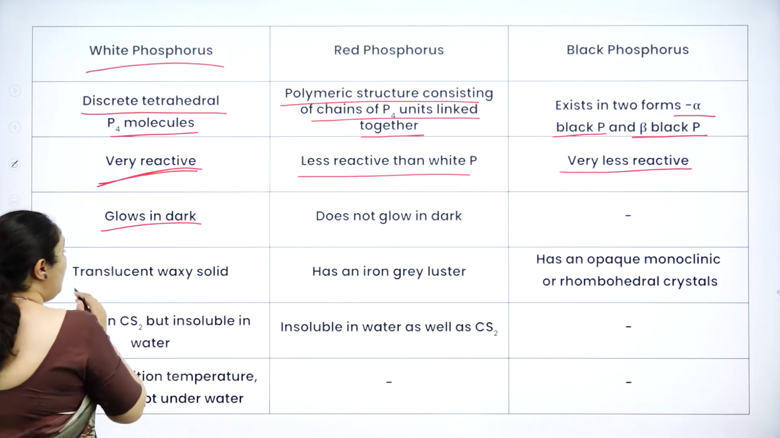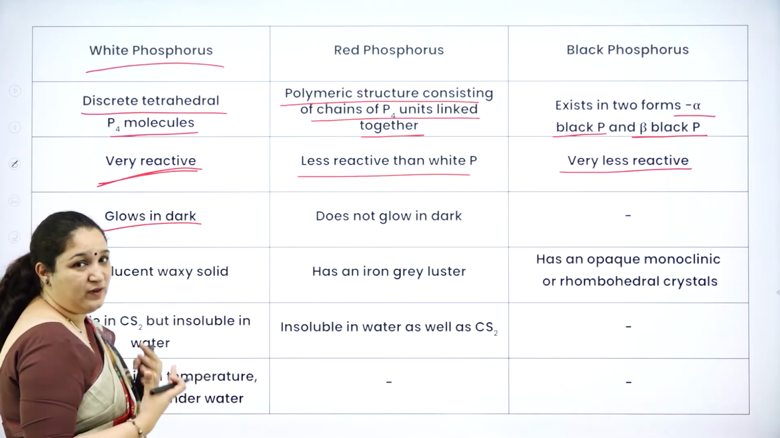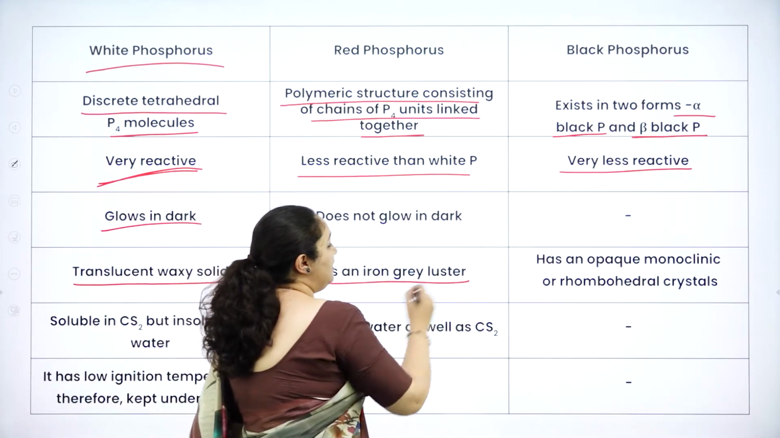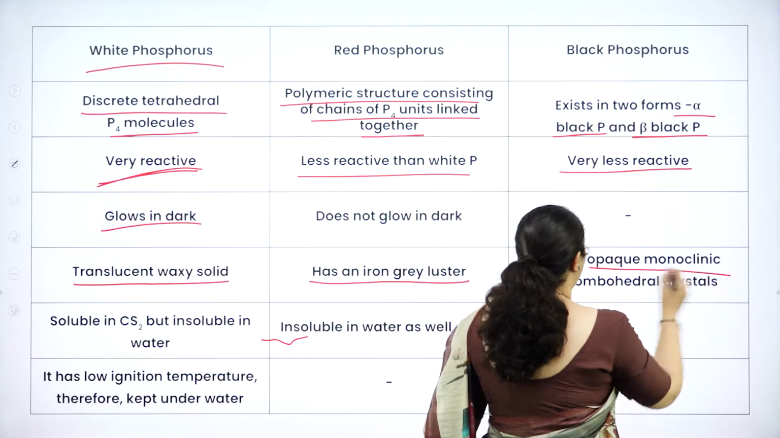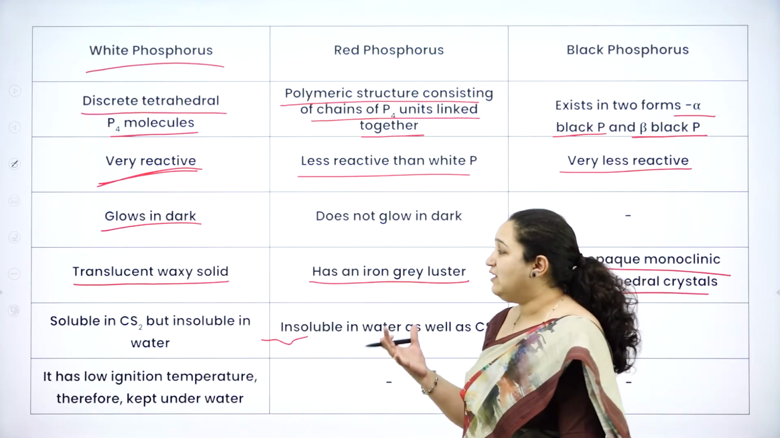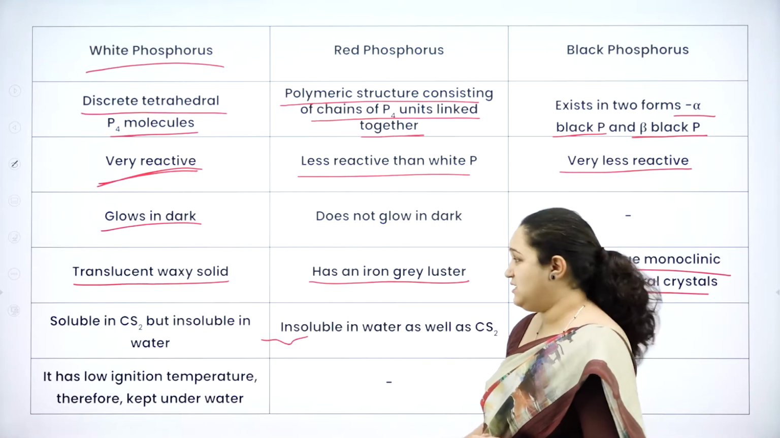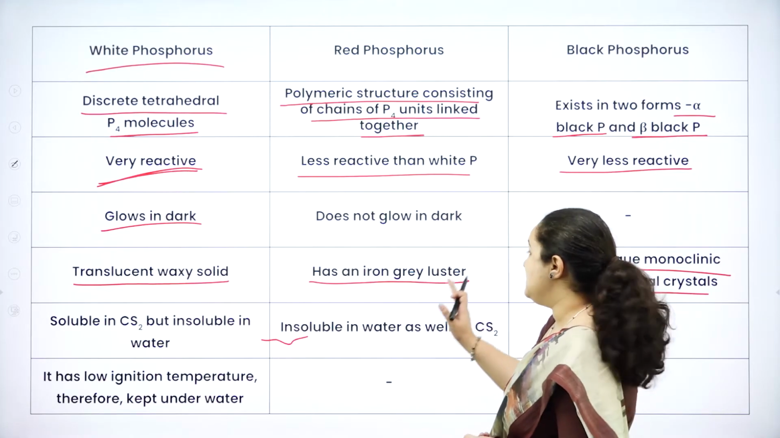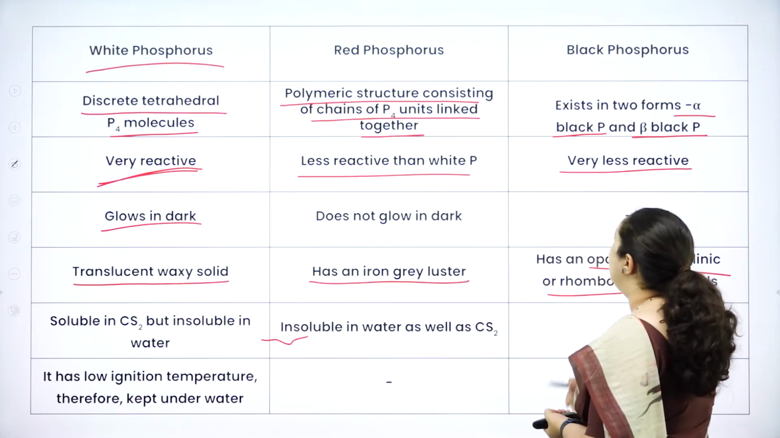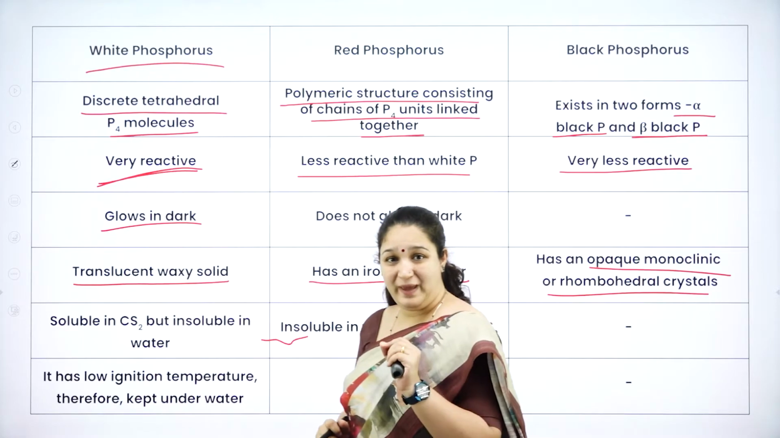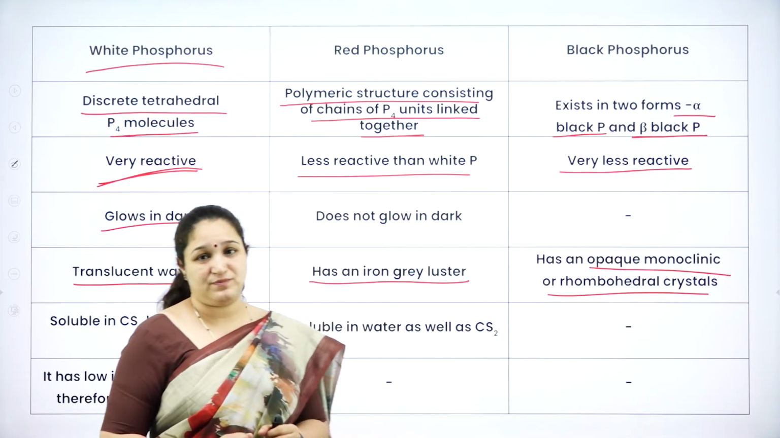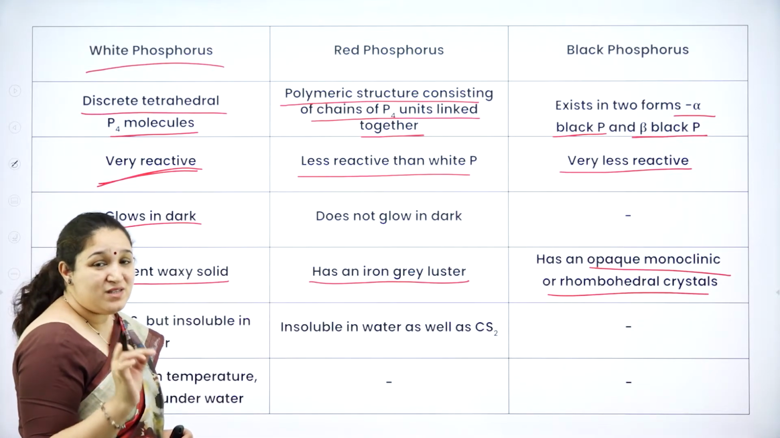Next, what is the appearance of these allotropic forms? White phosphorus is a translucent waxy solid. Red phosphorus has an iron grey luster, that is, it has some kind of shine. Black phosphorus is opaque, that's why we call it black, and it has monoclinic and rhombohedral crystals. Next is about their solubility.